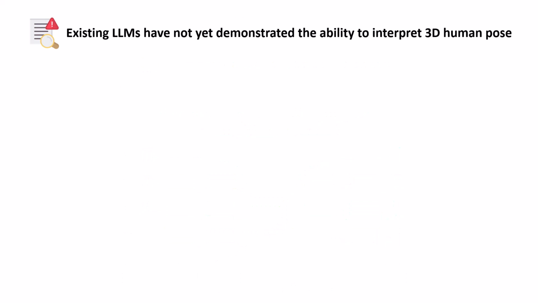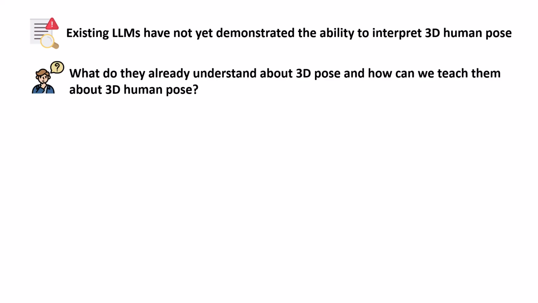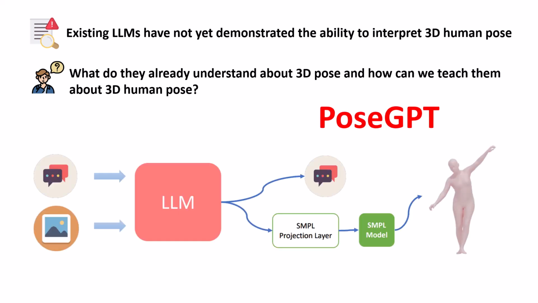But the existing LLMs do not have the ability to interpret 3D human pose. So a question we can ask ourselves is, what do they already understand about 3D pose, and how can we teach them to know more about 3D human pose? And the answer is this PoseGPT paper.